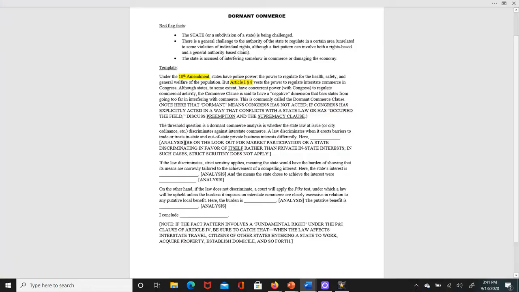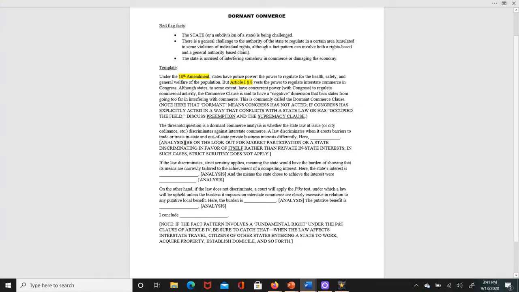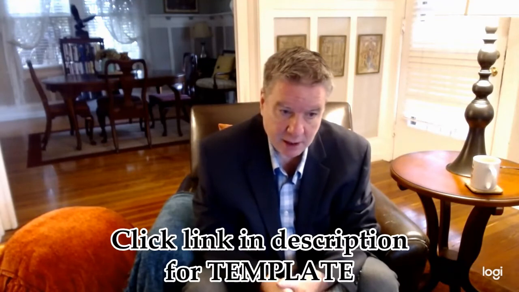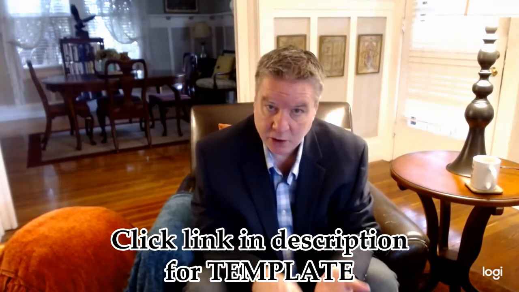Okay, let's talk text. In a dormant commerce case, you would always cite the 10th Amendment, because the 10th Amendment obviously is the source of state power to regulate for the health, safety, and general welfare of the population. You would also cite the Commerce Clause in Article 1, Section 8, because, here's the way courts put it, there is a positive and a negative aspect of the Commerce Clause. In an affirmative way, the Commerce Clause grants power to Congress. The flip side of that is that it is understood to limit the authority of states to interfere in interstate commerce. So that's your text: the 10th Amendment and Article 1, Section 8.